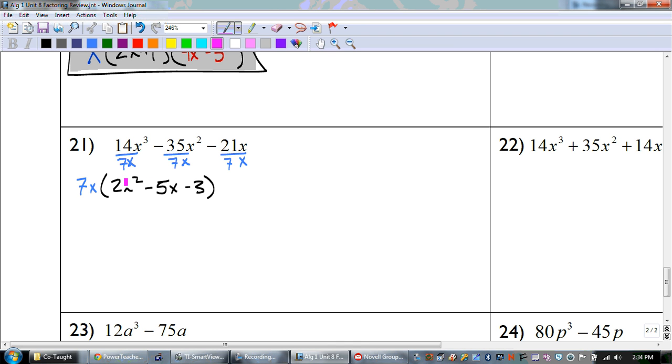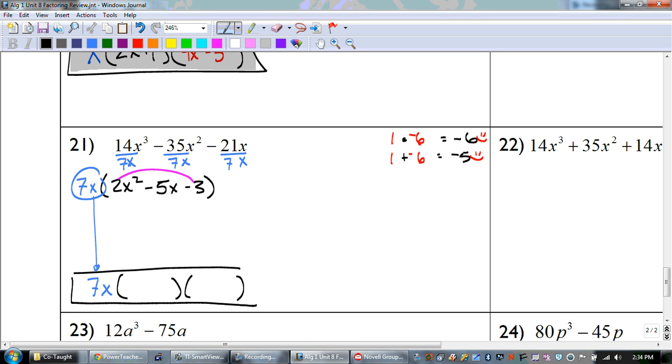Okay, so I need to see if I can go any further. I'm looking for numbers that multiply to get to negative 6 and add to get to negative 5. It's going to be 1 and 6, and the 6 has to be negative because it's a negative 5. Okay, I can't do the shortcut here, guys. I don't want to see you trying to do that. So I'm going to bring the 7x down into my answer right away.